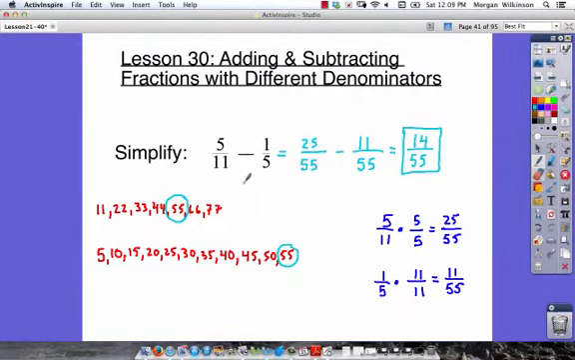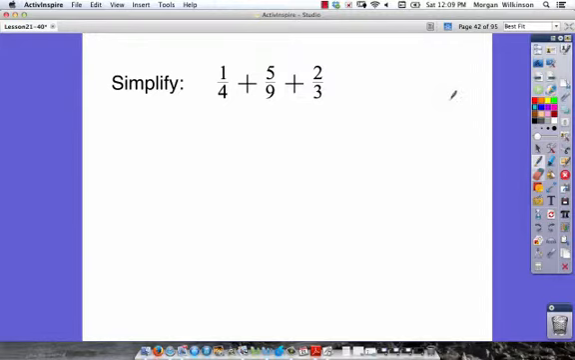We went through that process of skip counting to find our least common multiple. We rewrote our equivalent fractions, and then subtracted to simplify and find our answer. We'll do that for every problem where we add and subtract fractions with different denominators. Let's look at our next problem. Here we've got 1/4 plus 5/9 plus 2/3. Let's go ahead and find the least common multiple.